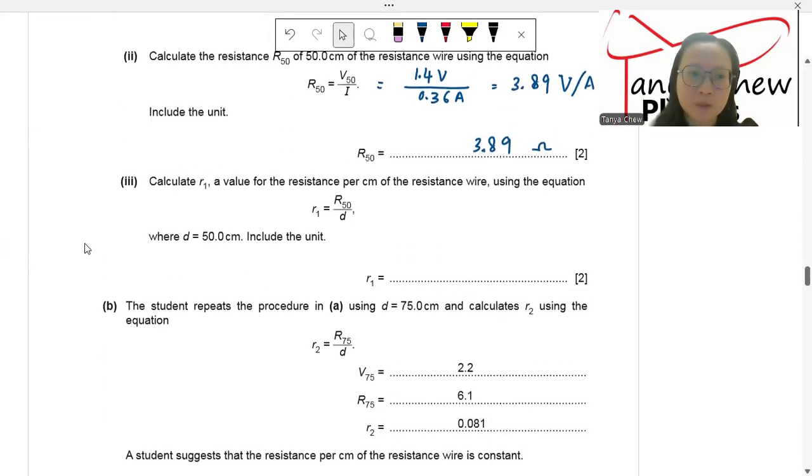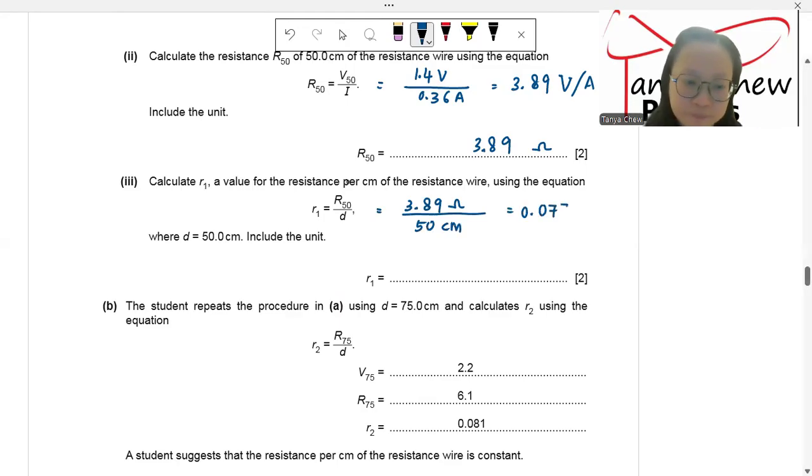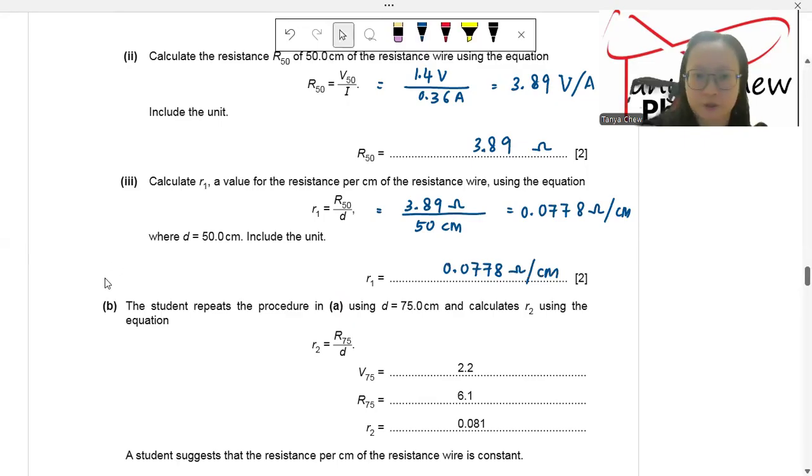Not a problem. Now, the third one: calculate R1, a value for the resistance per cm of the resistance wire using the equation, where D is equal to 50 cm. Include the unit. R1 must be per cm. So I am not going to change the D, which is already in cm, to meter. R50 is equal to 3.89 ohm divided by 50 cm. And my answer was 0.0778 ohm per cm. That's the answer.